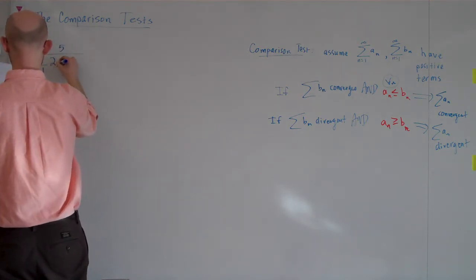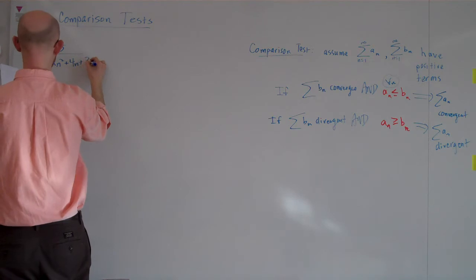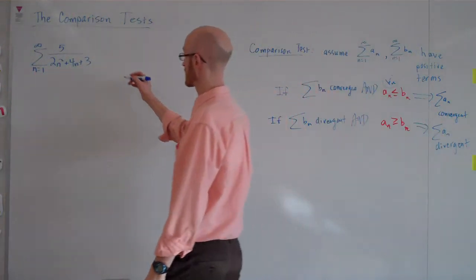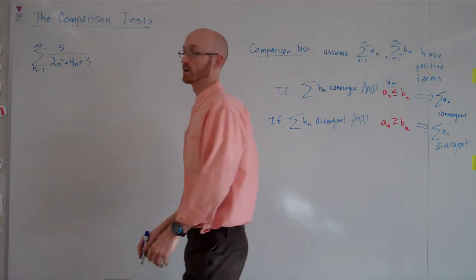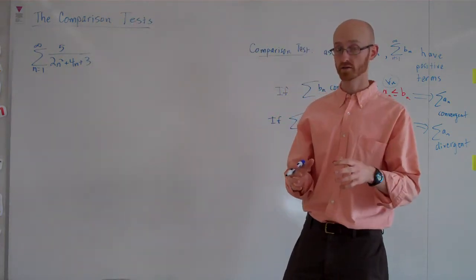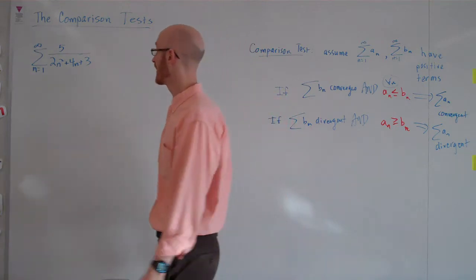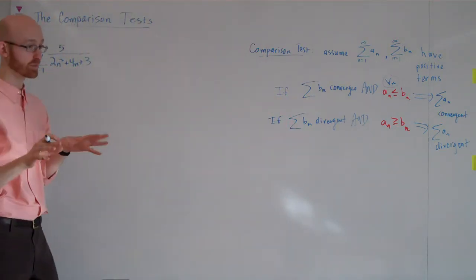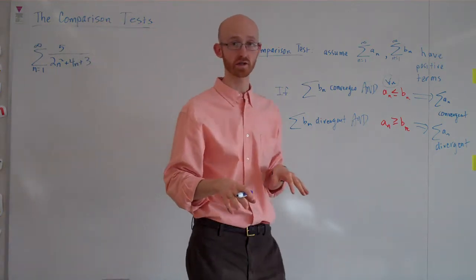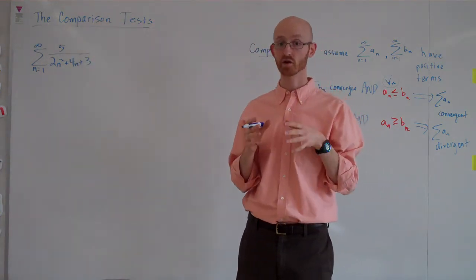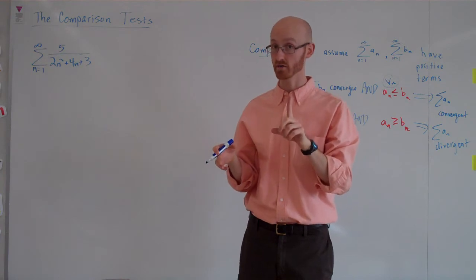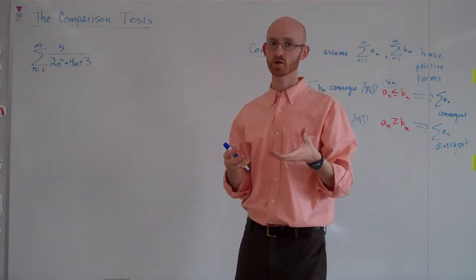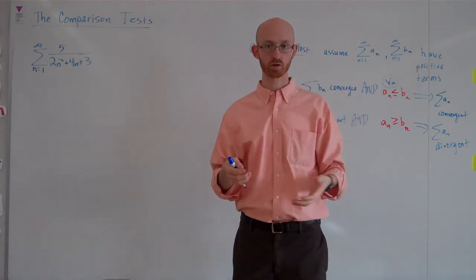5 over (2n squared plus 4n plus 3). Okay, so first thing is to decide if this thing is convergent or divergent. The sequence that this series is based on better go to 0. Obviously, 5 over very large number is going to go to 0. So that part's good, but remember, that was not enough to tell us that it converges. It's just enough to tell us that it diverges if this doesn't go to 0. But each of these terms, the sequence itself will go to 0.